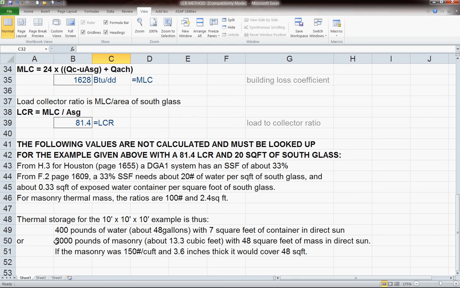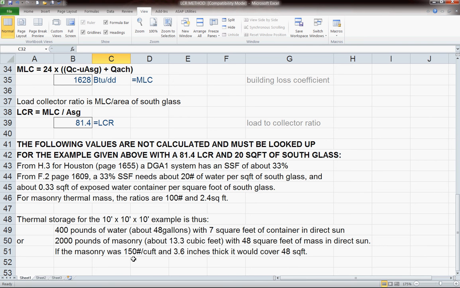Or if we use masonry instead, about 2,000 pounds, 100 pounds times 20 square feet. Note that it takes 5 times the amount of mass to do the same job, or 5 times the amount of masonry as water to do the same job. About 48 square feet, almost 7 times as much exposed area.